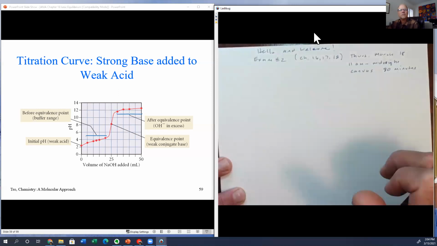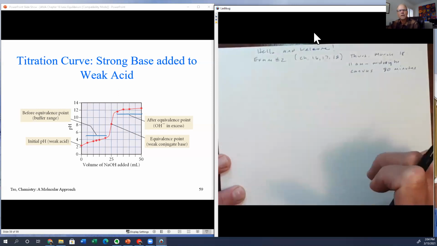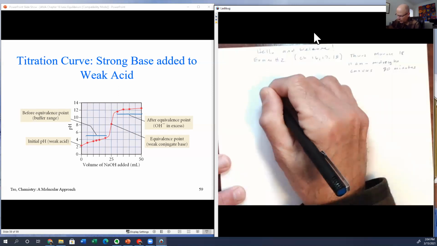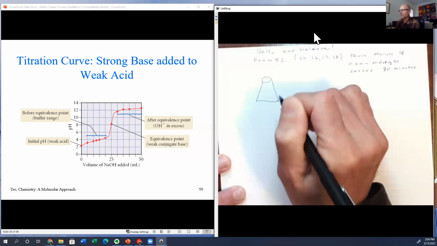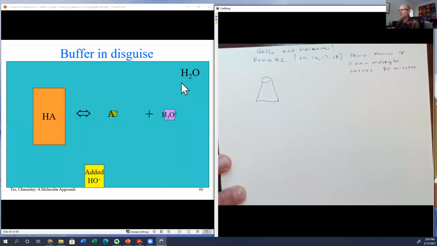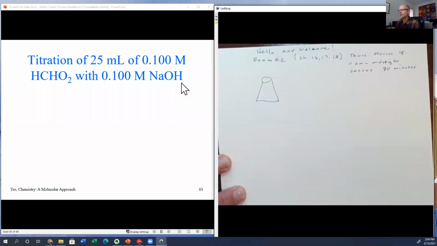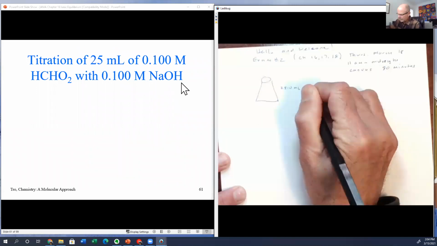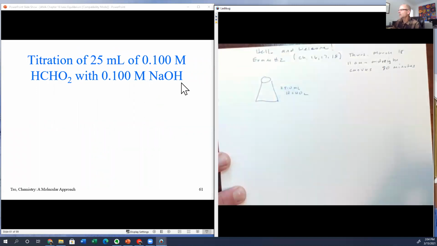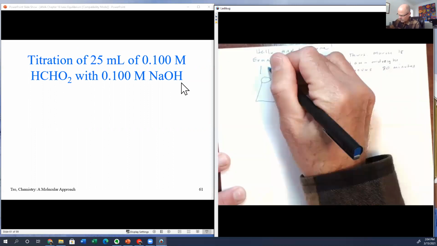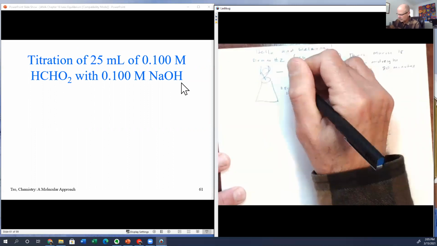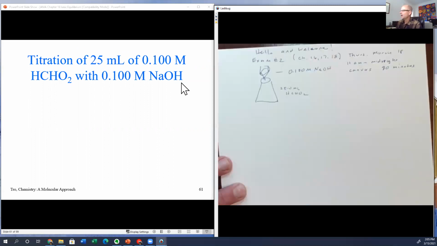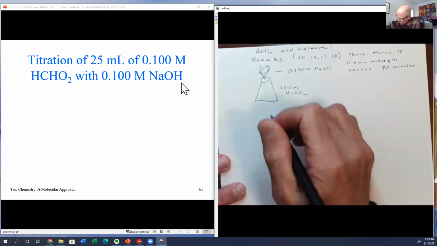So first of all, whenever you do a titration, you should always ask yourself, what's the volume to the equivalence point? We're going to have a weak acid in the beaker. I'm going to come back to this, but we're going to have 25 milliliters of the weak acid HCHO2, and we're going to titrate that with a strong base, 0.100 molar NaOH.